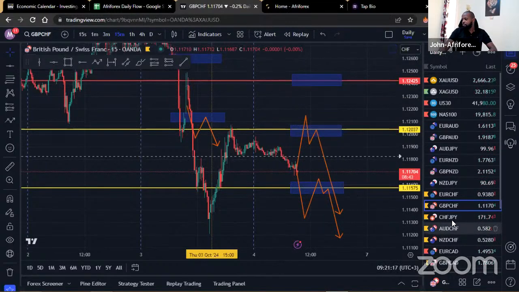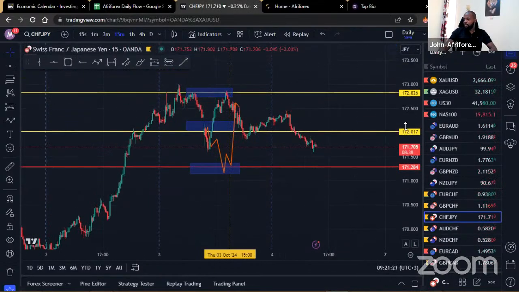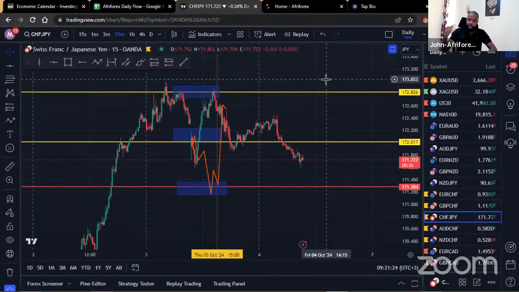So just make sure you watch out for that, but also remember the red SNR at the top. In case the market does end up coming there, then at least we'll see whether we can also end up getting some selling opportunities within that region.